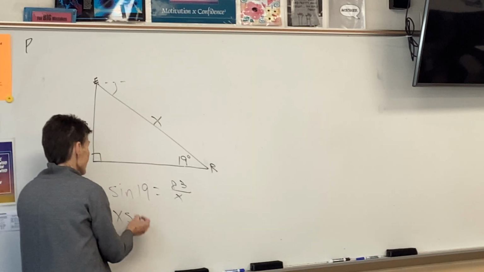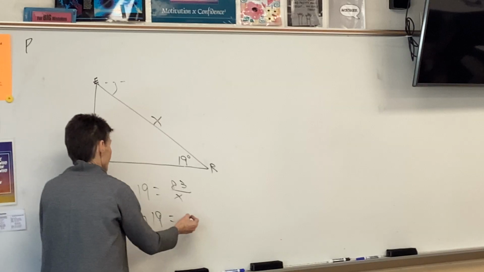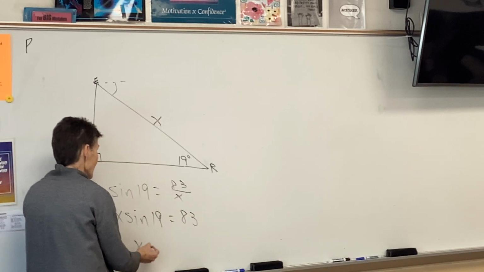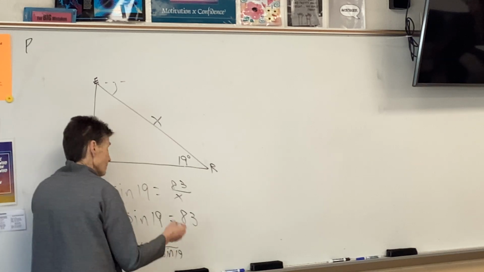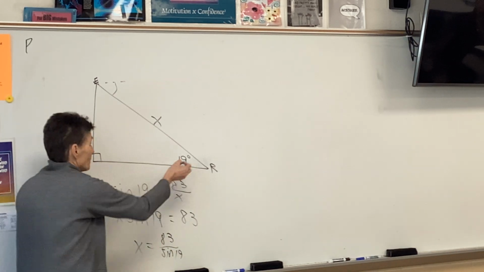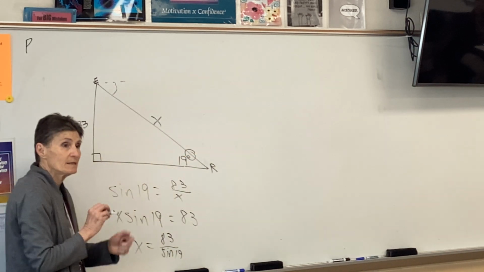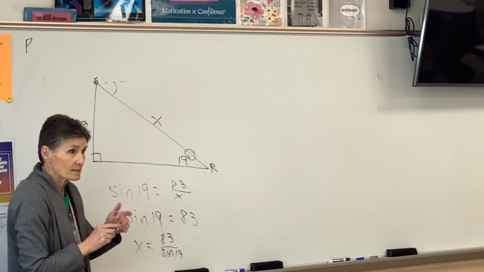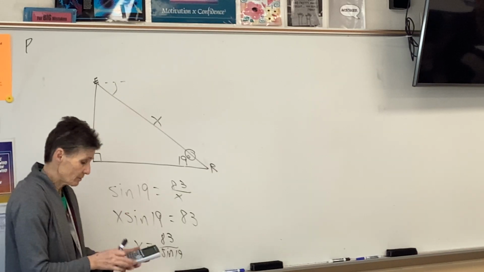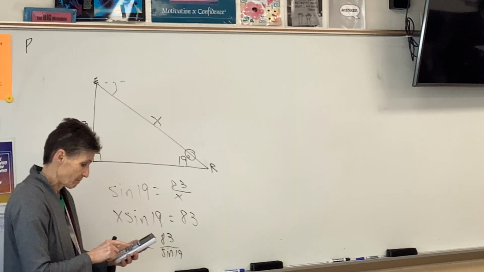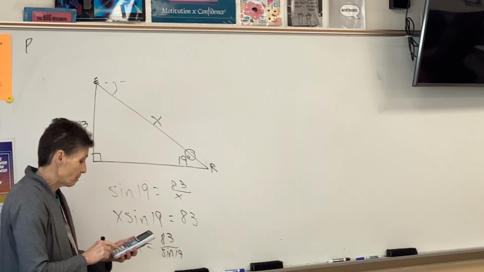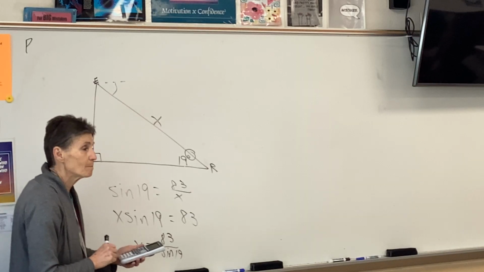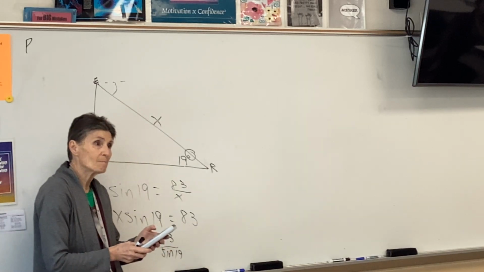Multiply by X. Divide by sine 19. And I don't know what kind of stuff you've been doing on your calculator, but pay attention. That is 19 degrees. So your calculator needs to be set in degrees. And then just 83 divided by sine 19. Okay, you got it? Everybody else got that? I have a question.